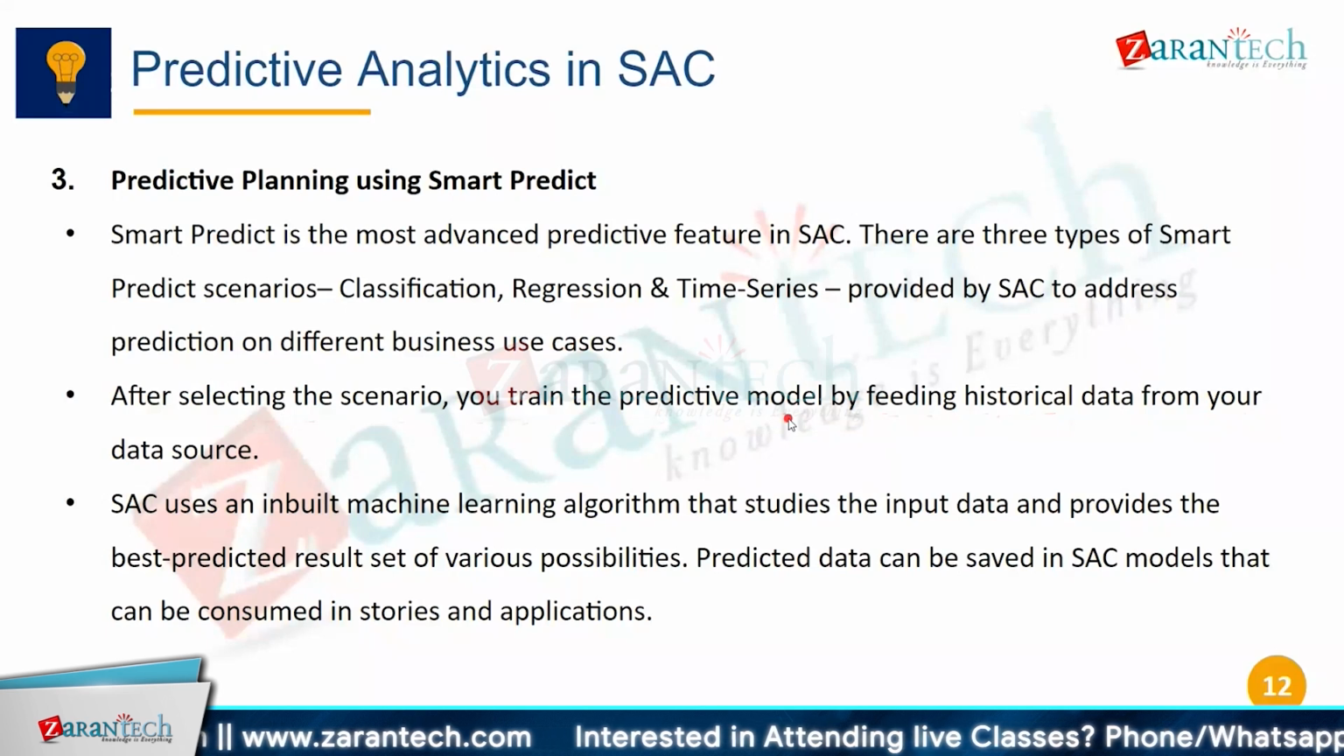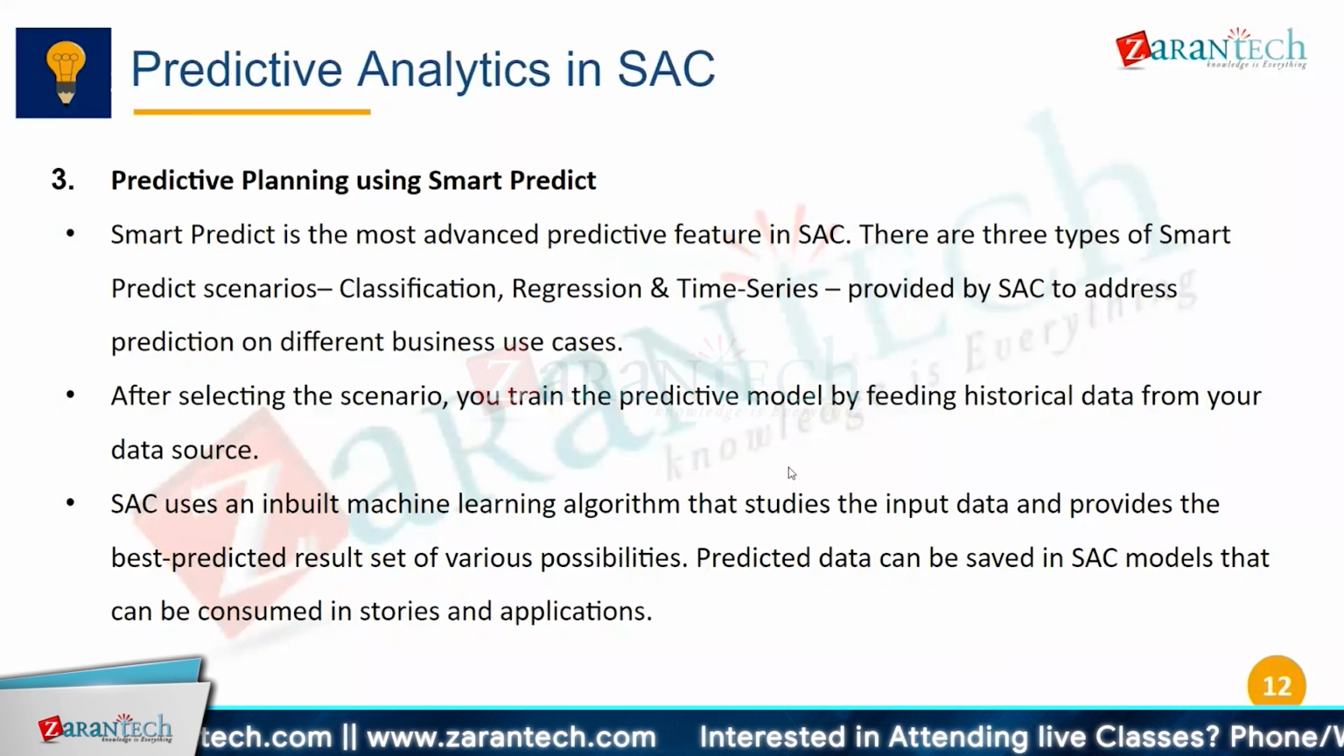You train the model, giving the system historical data. It will try to understand the relationships and different patterns between different data points. Once you train it, SAC uses an inbuilt machine learning algorithm that studies the input data and provides the best predictive result set of various possibilities. We have different algorithms inbuilt within SAC. It is a black box. SAP does not reveal what algorithms they are using, but to an end user, it is just provided as a service.